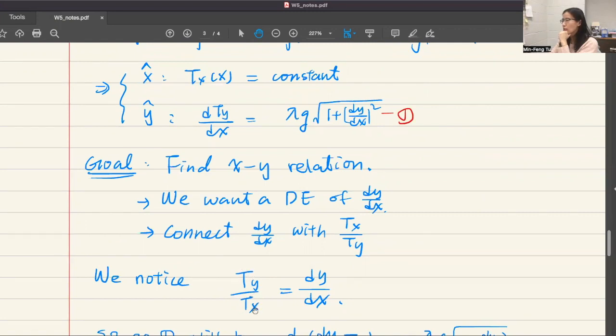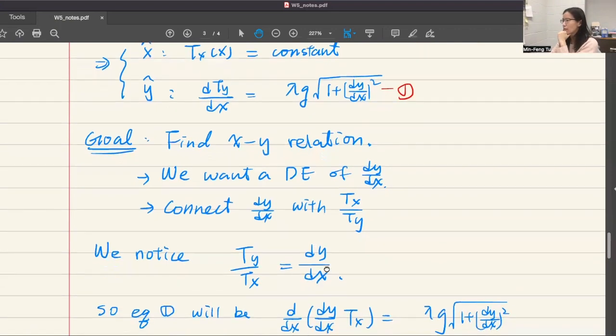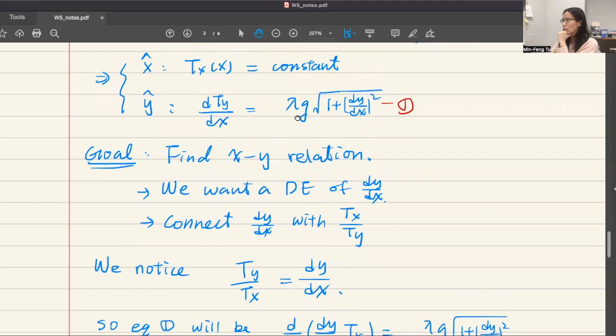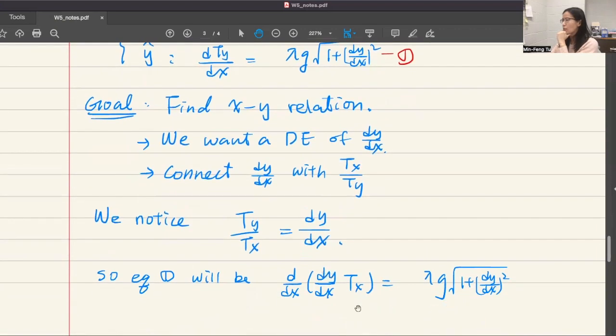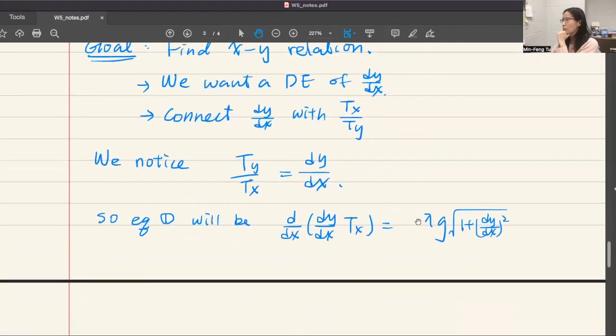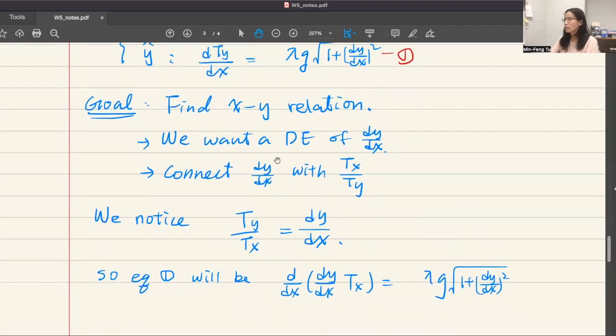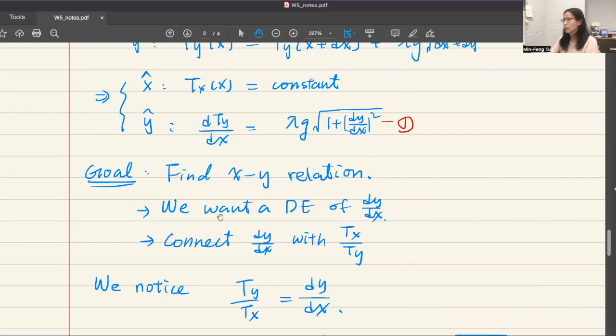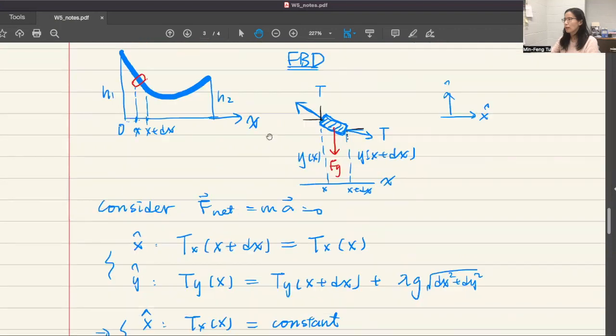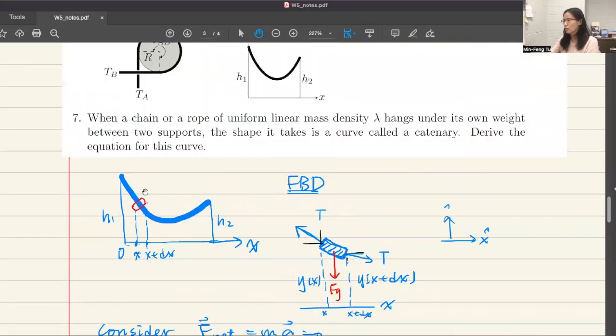So the direction of the tension, Ty over Tx, should be the same as the slope of my rope. That's dy/dx. Now I can manipulate these two equations, come up with a differential equation in dy/dx, and solve for that. All right, so there's a very key connection here. But essentially, what I really want you to practice is to isolate one segment, and then you can draw the free body diagram well.